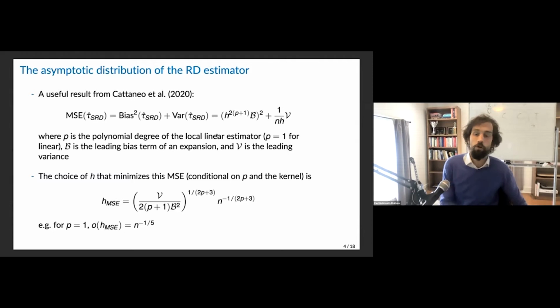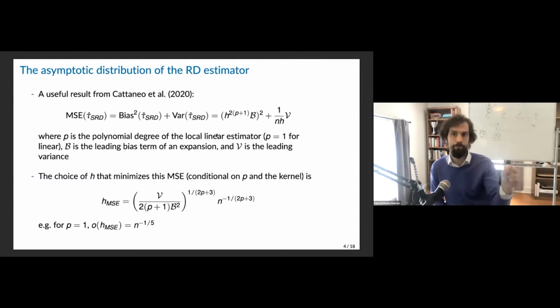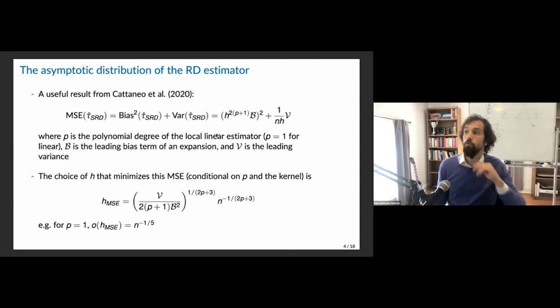For example, we've been talking about local linear regression, the idea that we're fitting a local line, but one could easily imagine fitting a local quadratic. These are not exclusive. You could do a local cubic, etc. So P is equal to 1 if you're linear. This script B is the leading bias term of an expansion about the bias.